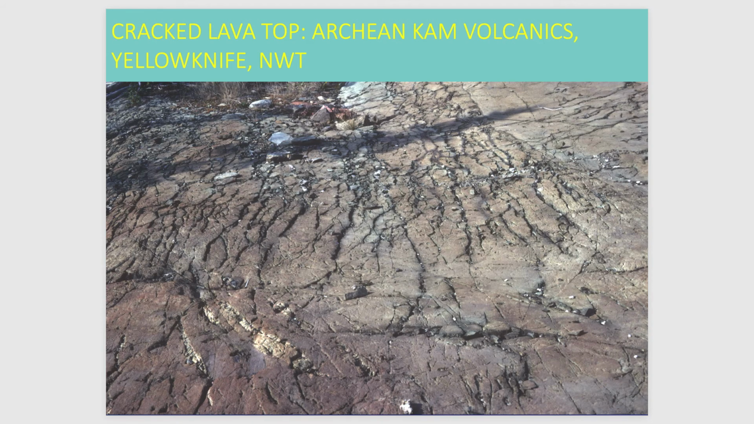Sometimes the activity leads to relatively smooth surfaces, so pahoehoe lavas will form, and also this is found in the Archean camp volcanics, similarly to what happens today in the Hawaiian Islands. So in this area of Yellowknife, you will recognize these lava top flows, which are also characteristically cracked by a variety of fractures, which are usually extensional joints.